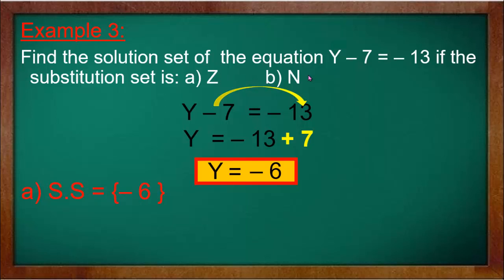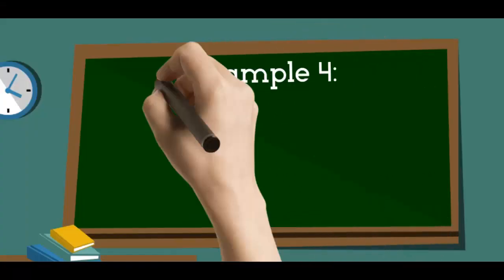So yes, it belongs in Z. So my solution set in the first option is {negative 6}. What about number B? In number B, the solution set is phi because negative 6 doesn't belong to the natural numbers. Let's go now to example 4.